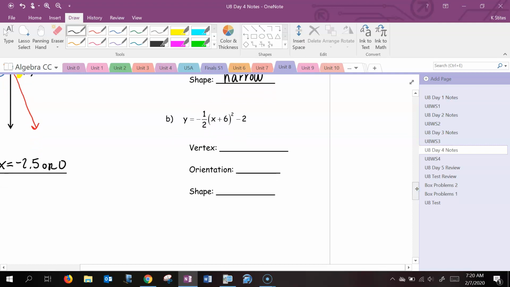Okay, and then down here we'll try the same thing. Vertex, again, these guys, change it, keep it. So this vertex will be a negative 6, negative 2. Orientation and shape, again, we're going to look at this guy out here. That's our A value. So what does that negative mean? Well, it means that our orientation is down. And our shape, we have a fraction here that's less than 1, and so our shape is wide.